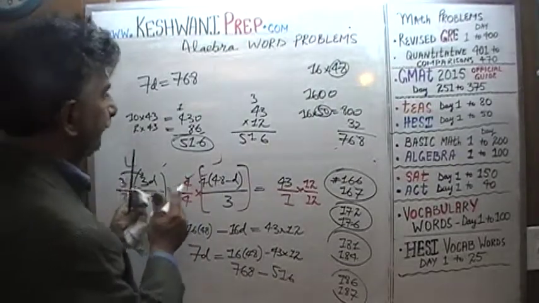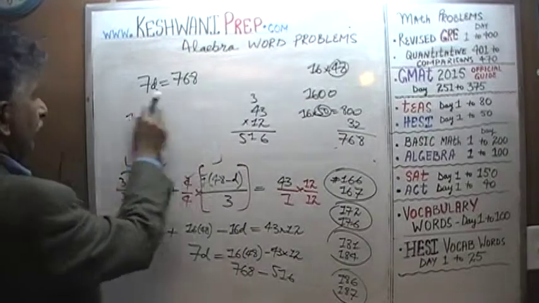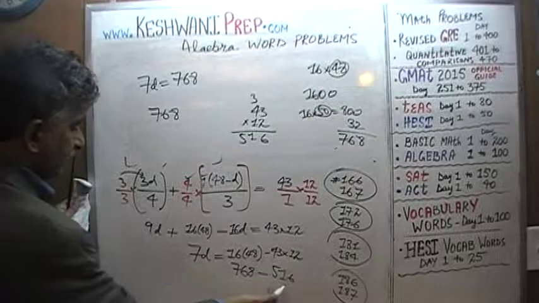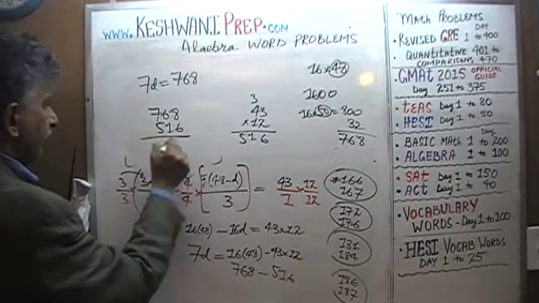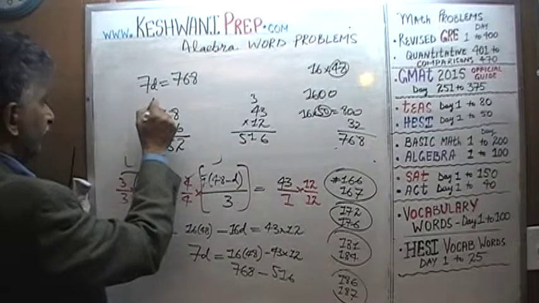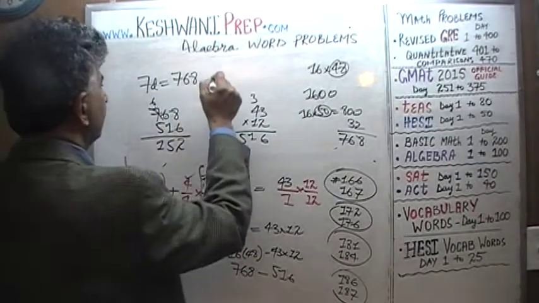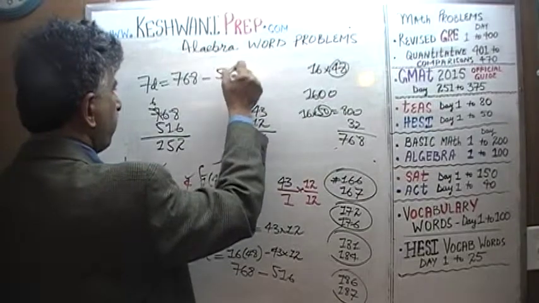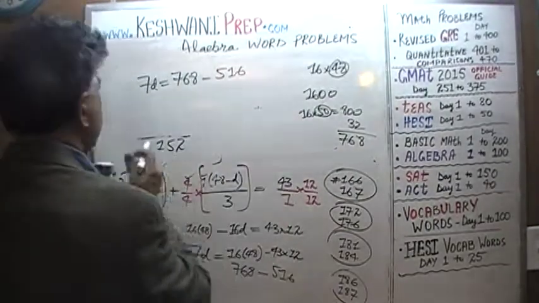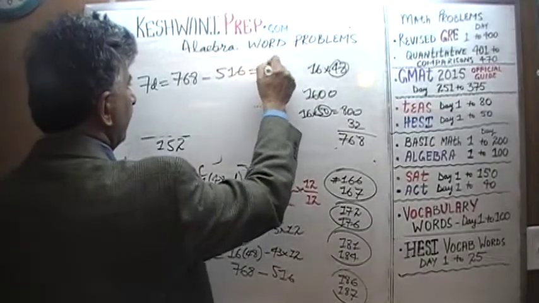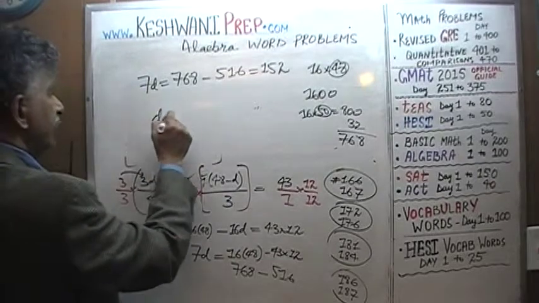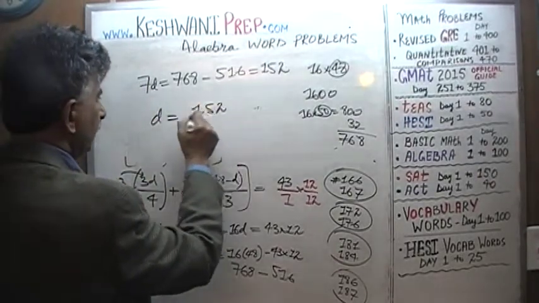Let's find out here. 768 minus 516, which is going to give us 2. 6 minus 1 is 5. This becomes 6. 6 minus 5 is 1. 152. Remember it. 152, which means that D must equal 152 over 7.